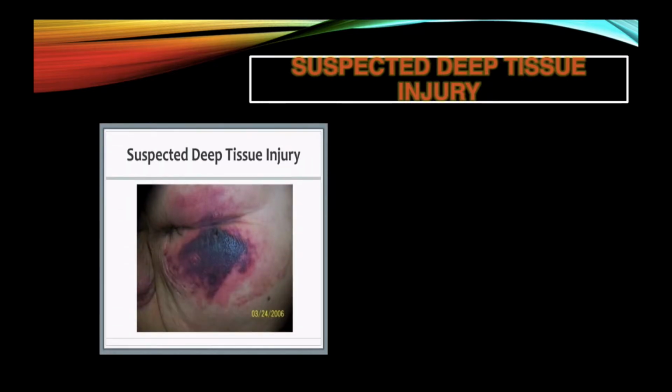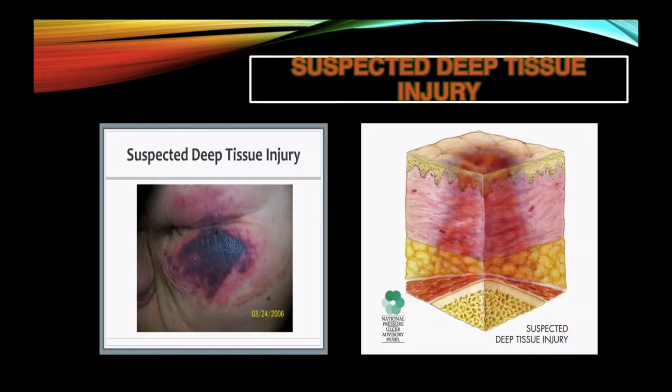Next is suspected deep tissue injury. Purple or maroon localized area of discolored intact skin or blood-filled blister due to damage of underlying soft tissue from pressure and/or shear. The area may be preceded by tissue that is painful, firm, mushy, boggy, warmer, or cooler as compared to adjacent tissue.